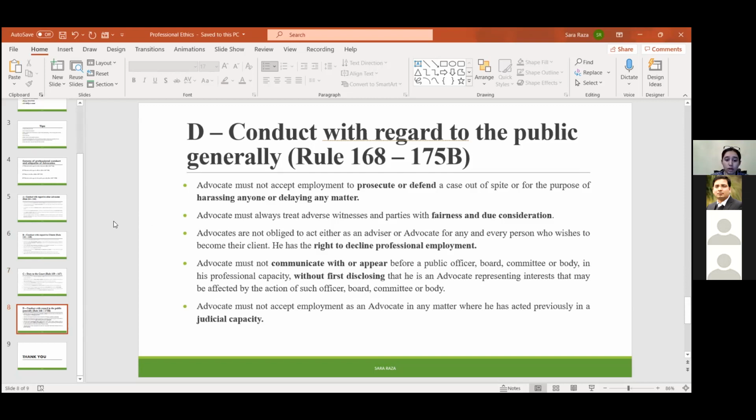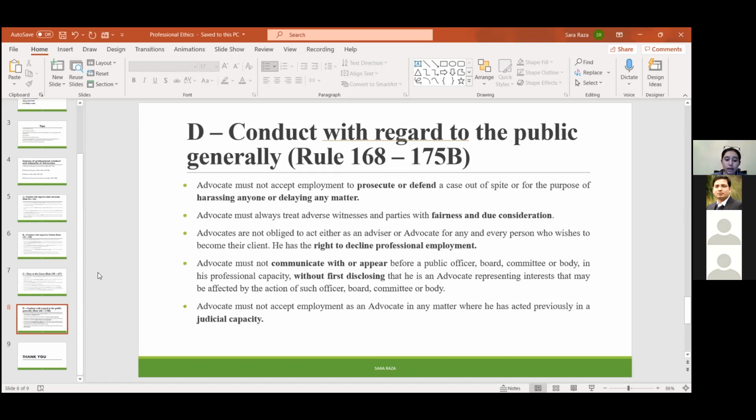Advocates are also not supposed to be bound to take up every case that they are asked to take up. They have a right to decline professional employment, and they are not obliged to take any clients that may come their way. Advocates must not communicate with or appear before a public officer, body, board, or committee until they disclose their interest and their identity in the professional capacity, telling the officer, board, committee, or body that the decision they take might affect the interest that the advocate is representing.